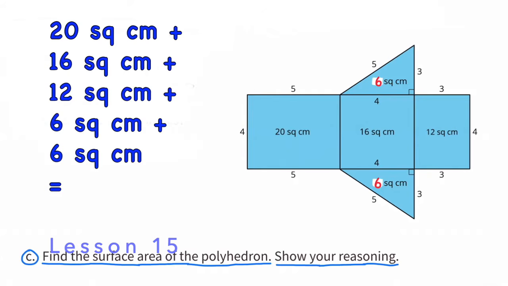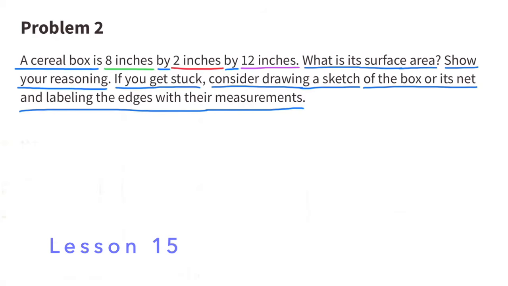They provide us with the surface area for each figure: 20 square centimeters plus 16 square centimeters plus 12 square centimeters plus 6 square centimeters plus 6 square centimeters equals a total surface area of 60 square centimeters. Number 2. A cereal box is 8 inches by 2 inches by 12 inches. What is its surface area? Show your reasoning. If you get stuck, consider drawing a sketch of the box or its net and labeling the edges with their measurements.